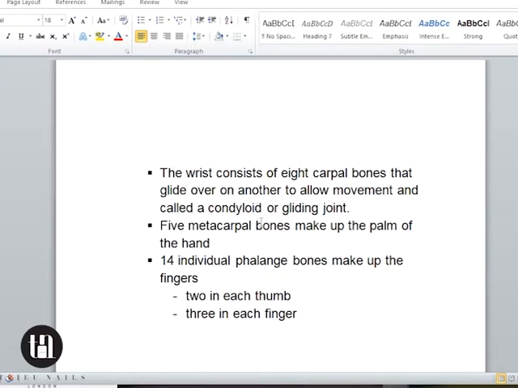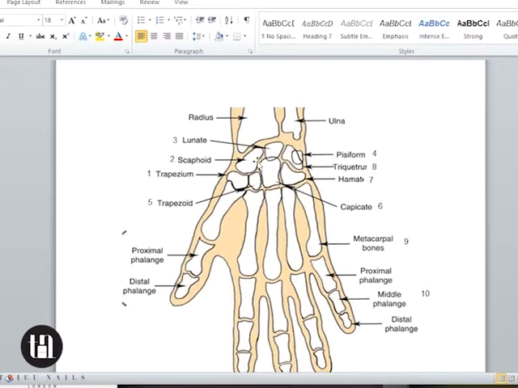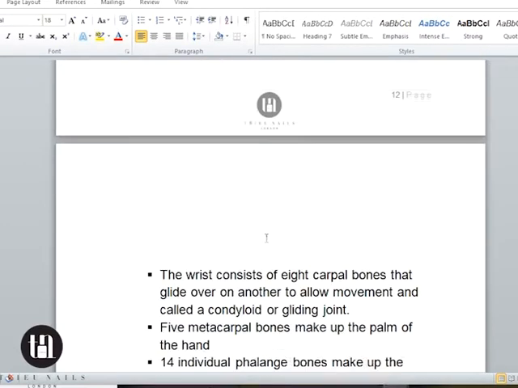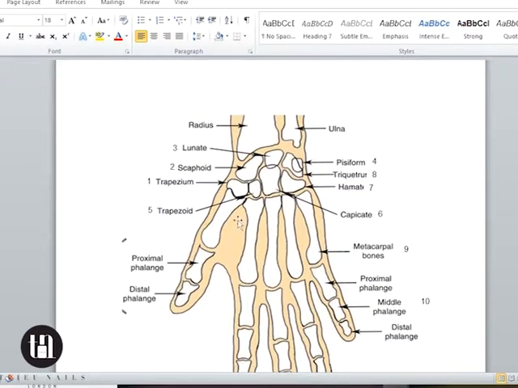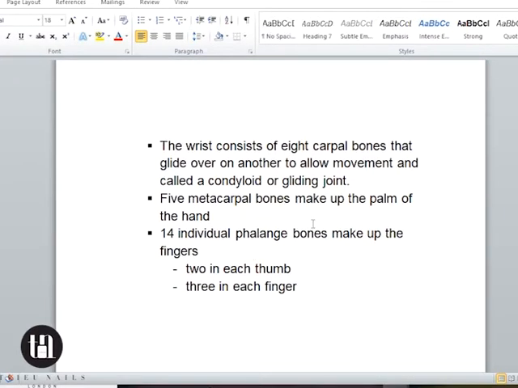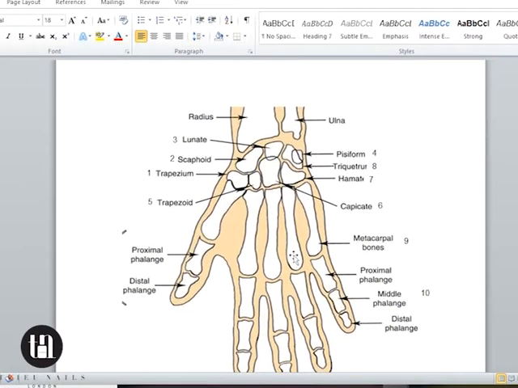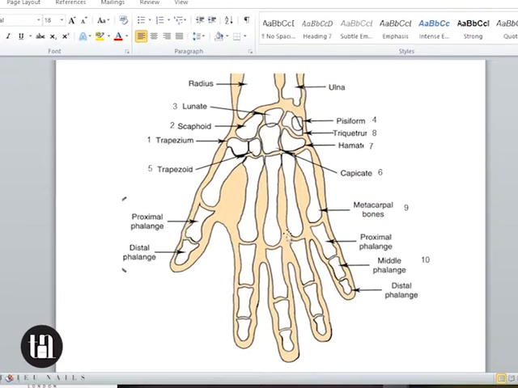The wrist consists of 8 carpal bones that glide over one another to allow movement, called a condyloid or gliding movement. That's these bones here. 5 metacarpal bones make up the palm of the hand, so that's these here. And 14 individual phalange bones make up the fingers, so 2 in the thumb, 3 in each finger. Take a moment to pause, maybe copy this down or annotate your own diagram, which you might have in front of you.